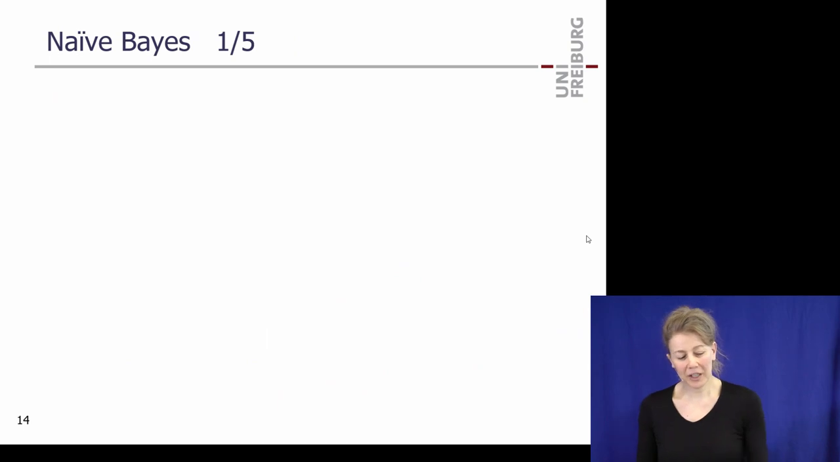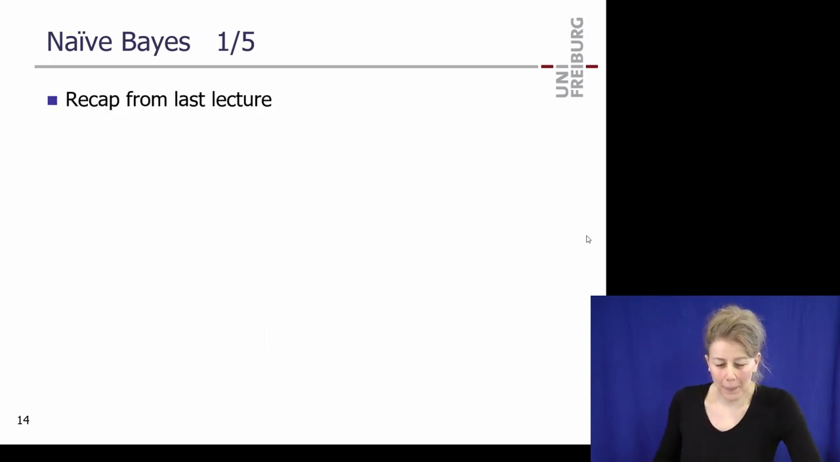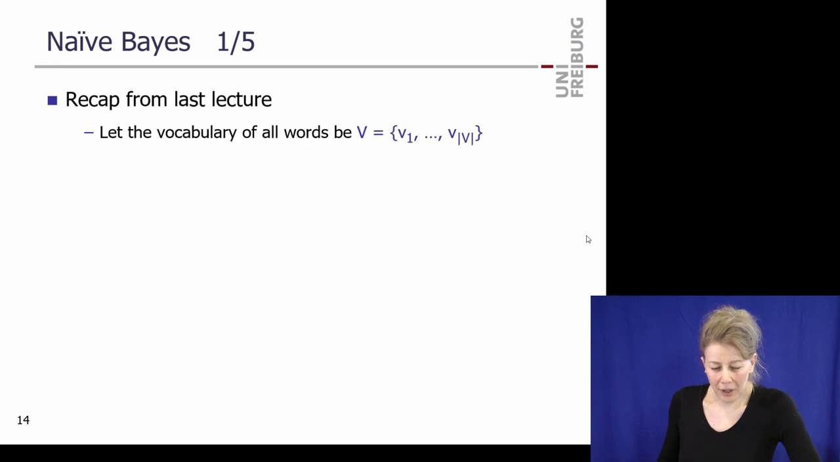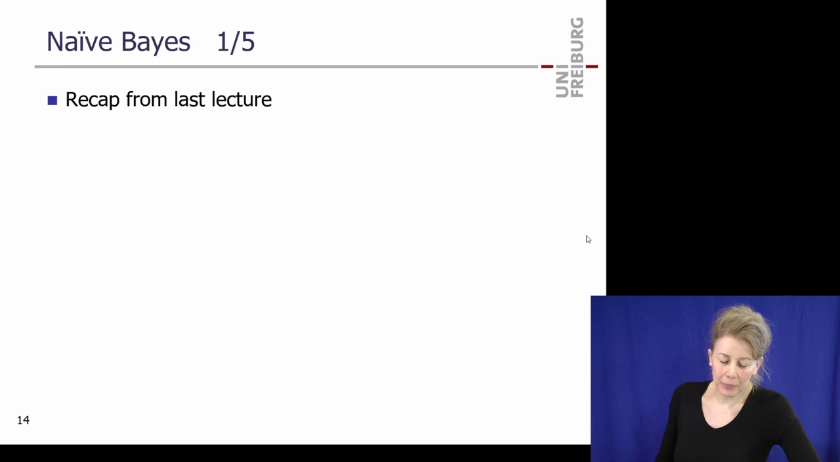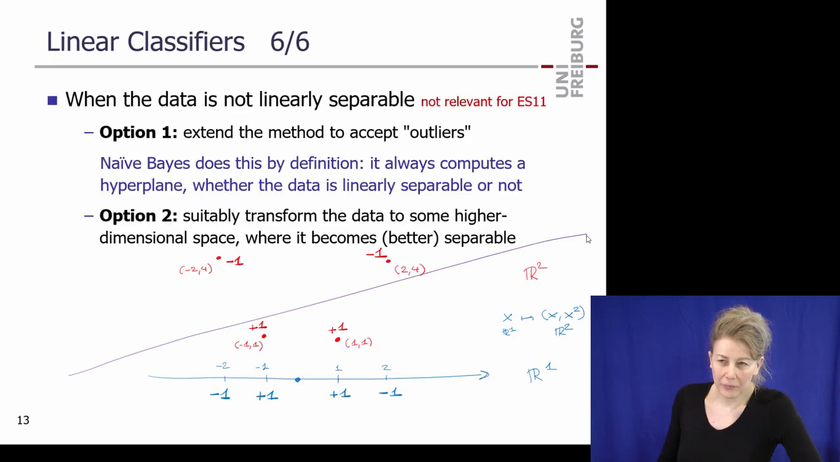Okay, let's look at naive Bayes again. Okay, that should be quick, because that's basically what you have done for the exercise sheet.